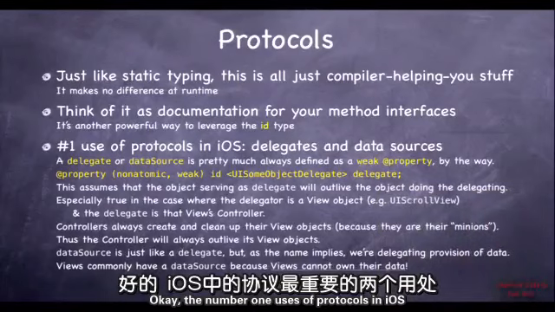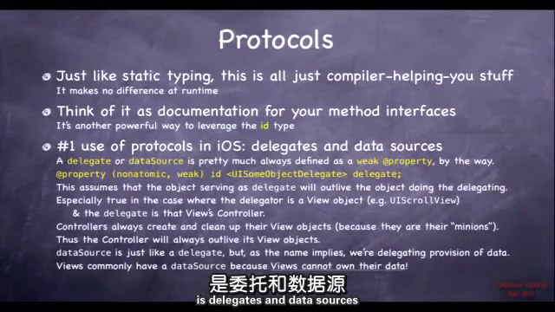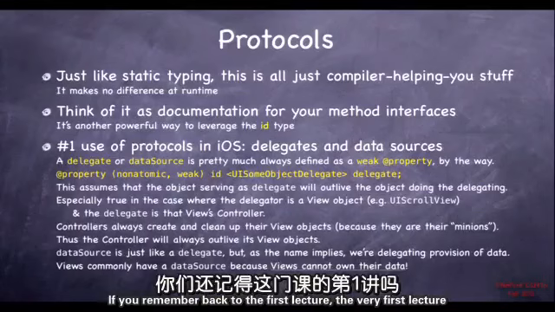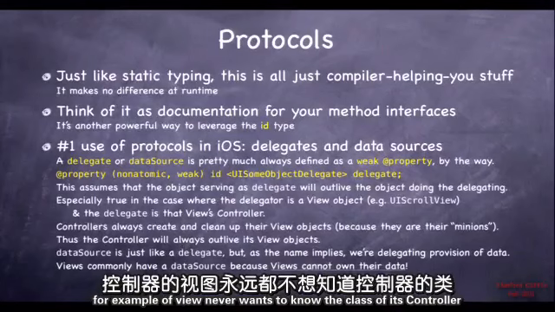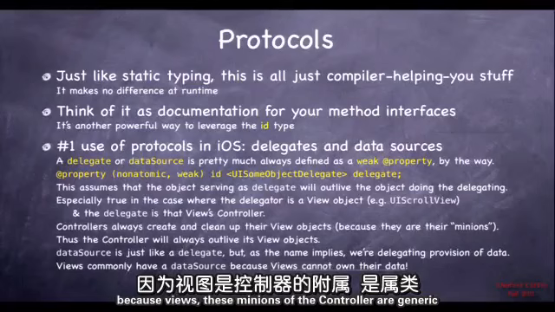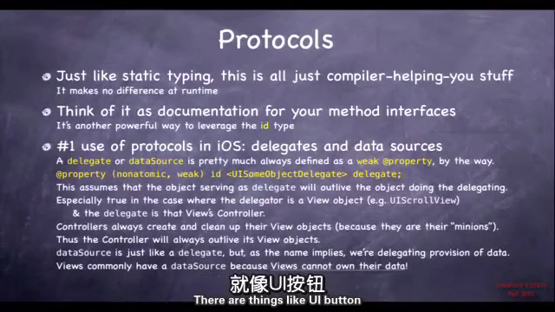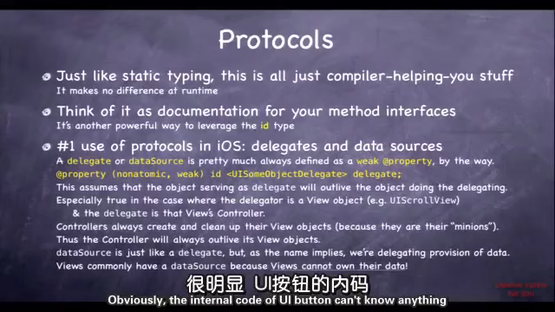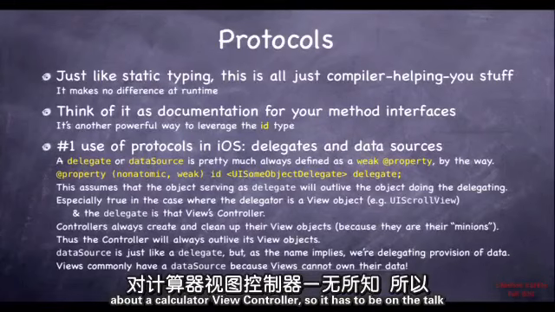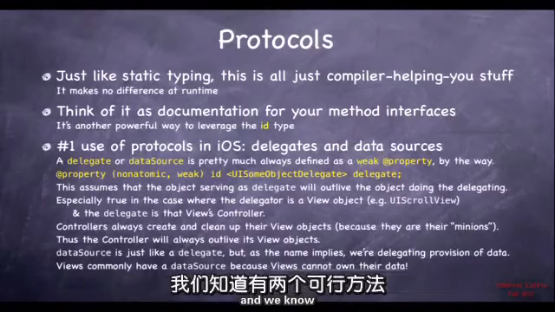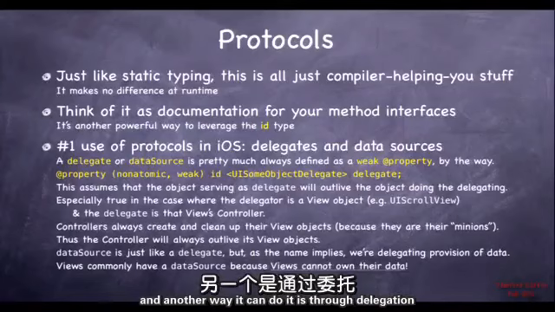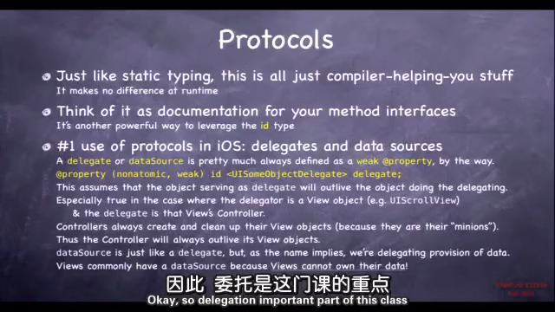The number one use of protocols in iOS is delegates and data sources. If you remember back to the very first lecture in this class, I drew the MVC things, and I talked about how, for example, a view never wants to know the class of its controller. Because views, these minions of the controller, are generic. They're things like UIButton. Obviously, the internal code of UIButton can't know anything about a CalculatorViewController. So it has to be able to talk to a CalculatorViewController generically. And we know that one way it does that is with target action. And another way it can do it is through delegation. So delegation is an important part of this class.